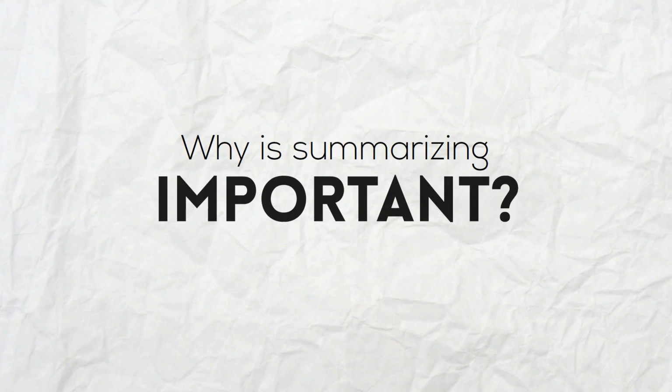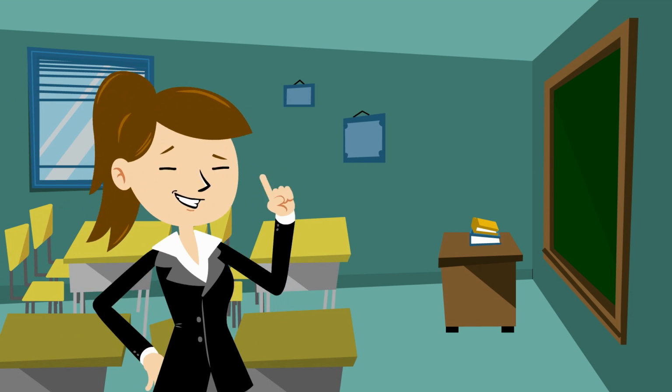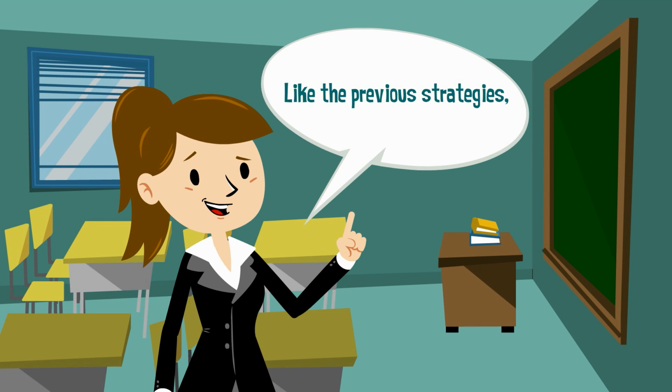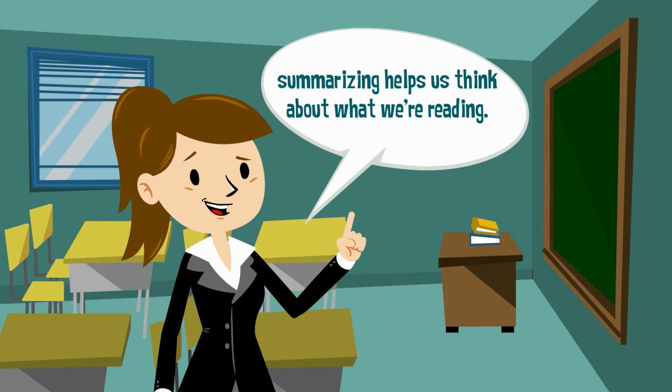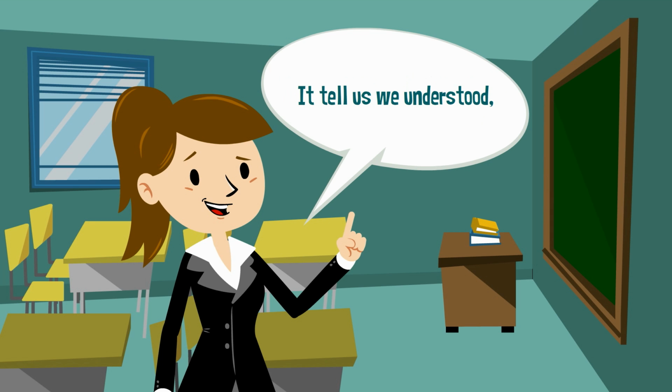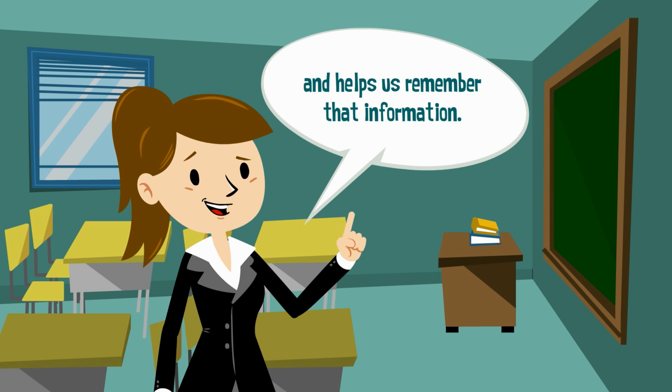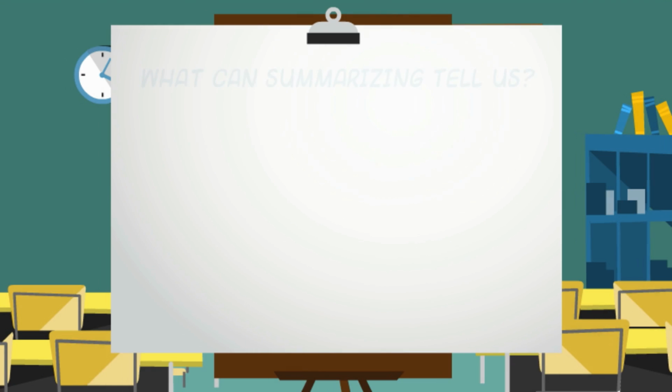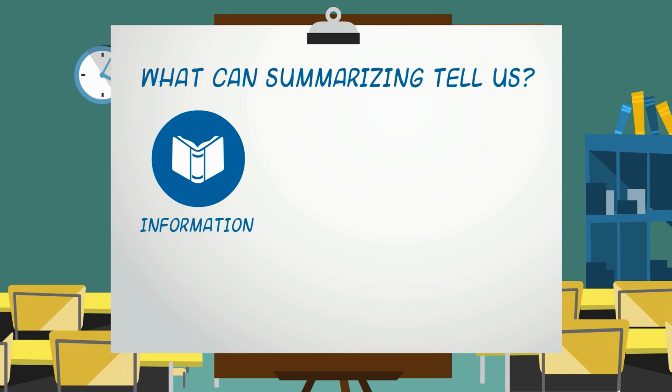Why is summarizing important? Like all of the previous strategies we've learned, summarizing helps us think about what we're reading. Summarizing can both tell us that we understood what we read, and it can also help us remember that information. In order to create a summary, we need information. So if we can form a summary of a text, then it tells us that we have a pretty good understanding of what it said.